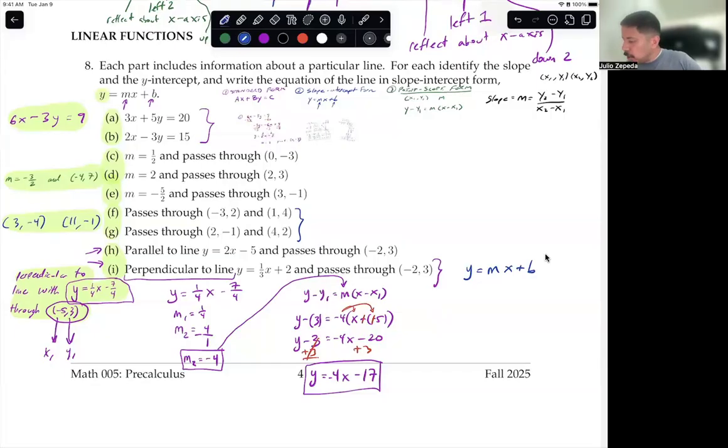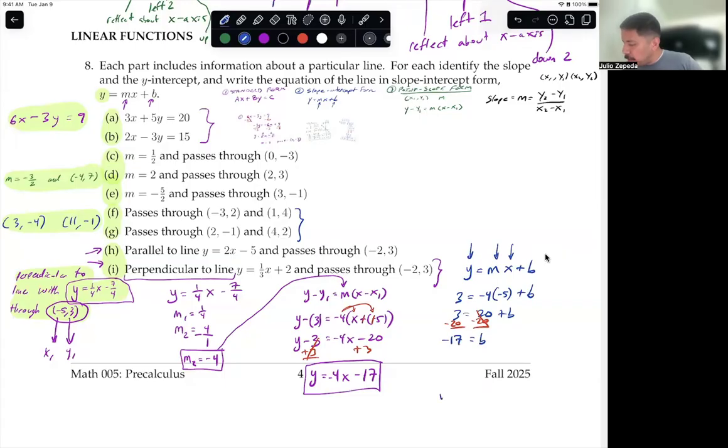Okay, so we'll plug in. So what we do is we plug in for y, we plug in for m, and we plug in for x to solve for b. Right now we have an x and a y value, and we have an m value, but we don't have a b value. So we'll plug everything in. The y is 3, the m is -4, the x is -5, and b is unknown. So we multiply to get 20. We subtract 20 on both sides. So b is equal to -17.